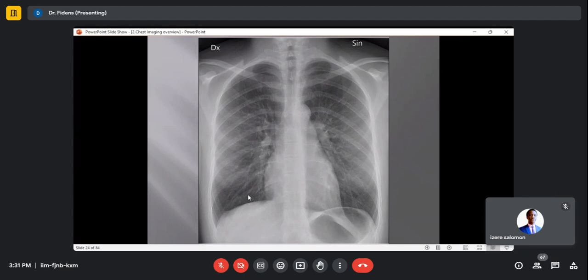The anterior ribs are in an oblique direction, and the posterior ribs are more horizontal, like always, AP or PA. Always this is the right side, this is the left side, always PA, AP.